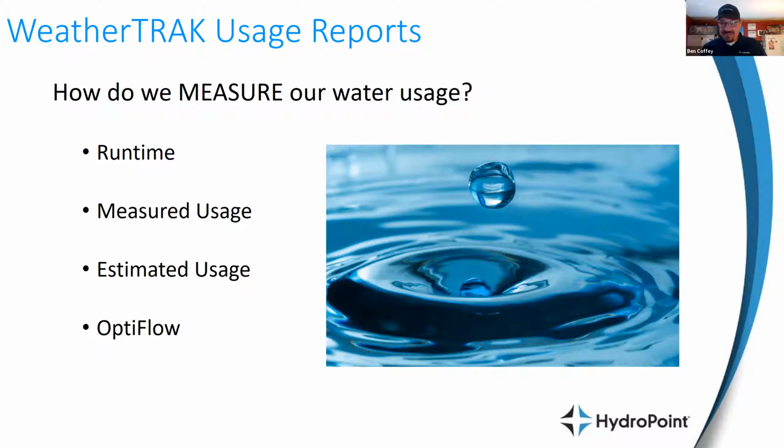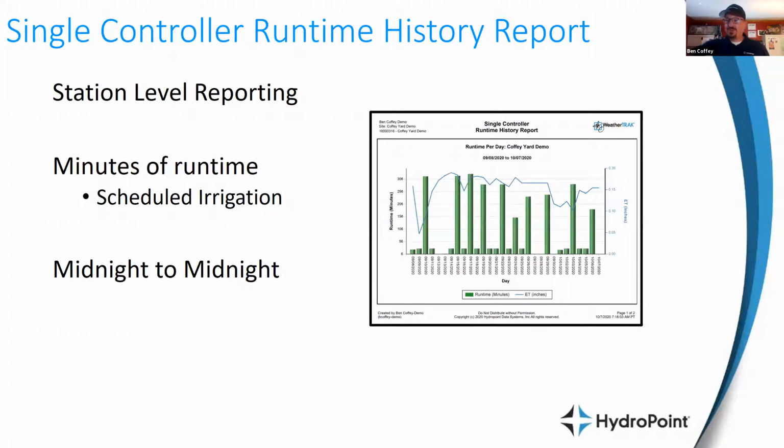We'll get into estimated usage. This is something that you can do without a flow sensor, but it provides a very high level of what I like to call water nerdness. We can really drill down on a lot of details in a water nerd fashion that reveal a lot about how water is being used out on site. And then, of course, our top offering, OptiFlow, we'll talk about how OptiFlow reports water usage and the difference that that can make for you. So let's jump right in.